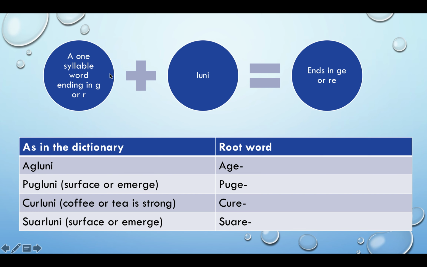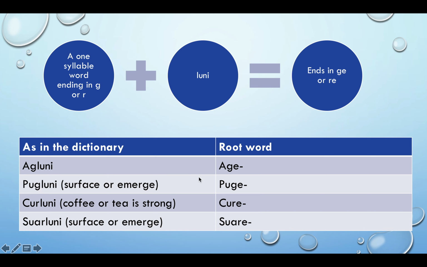This is what the root word looks like before the luni or lugu ending, and then what that means for a root word. So for a one-syllable word ending in G or R that adds luni or lugu, those all end in GE or RE. Here we have some examples. Agluni, which is to go, the root word is AGE. So we drop the luni and we add an E. These are one-syllable words plus luni.